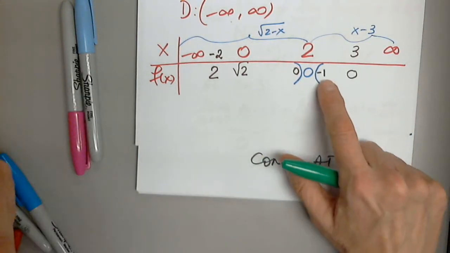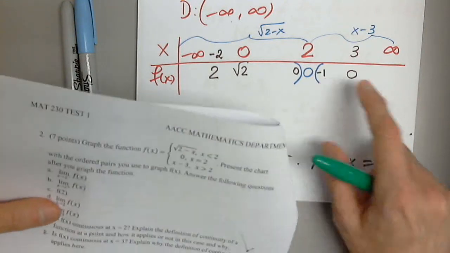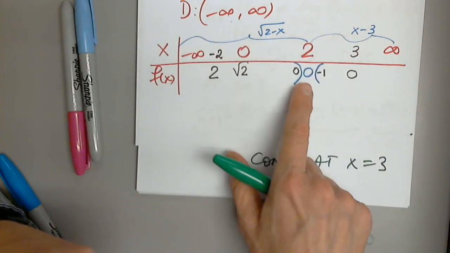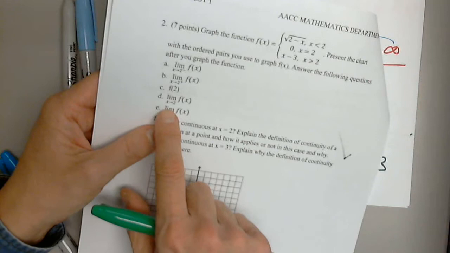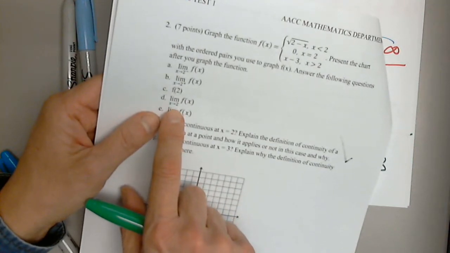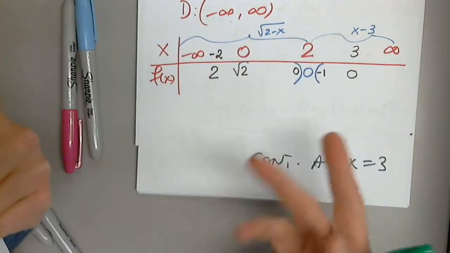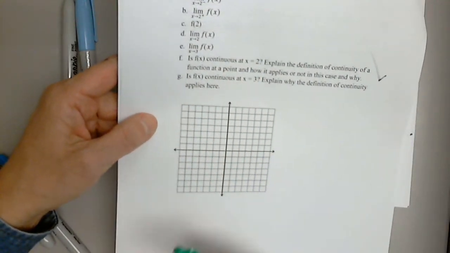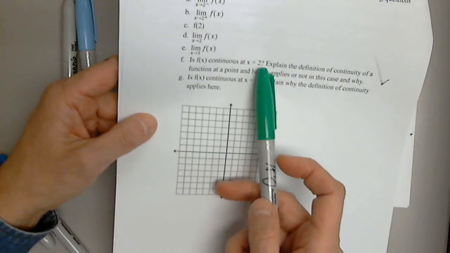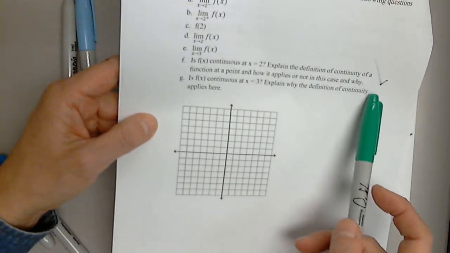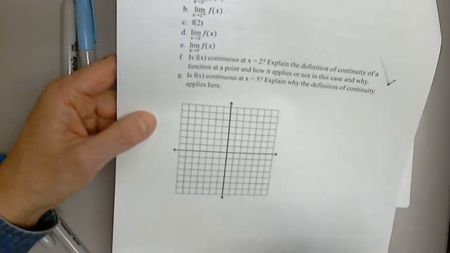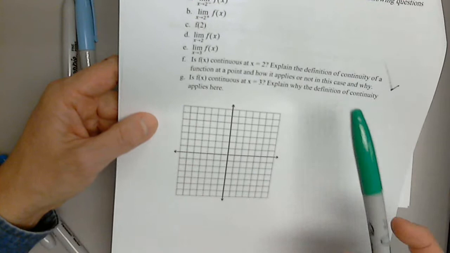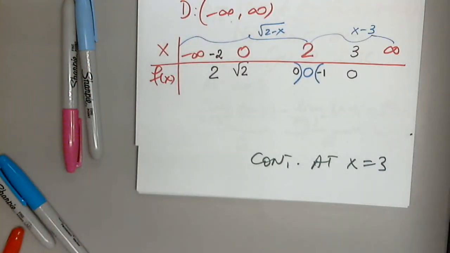The limit from the right of 2 is? The f of 2 is? And the limit from either side of 2? Perfect. The limit from either side at 3? 0. And then we already completed this. Is it continuous at x equals 2? No. Explain how it does or does not apply. Continuous at 3? Yes. Limit from the left, limit from the right, and the function value are all the same.